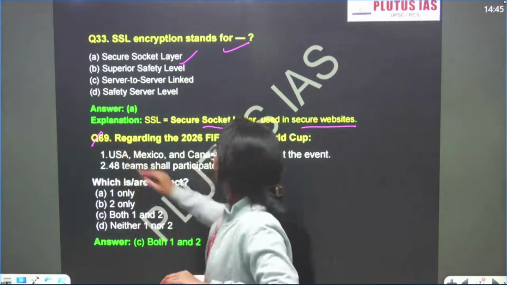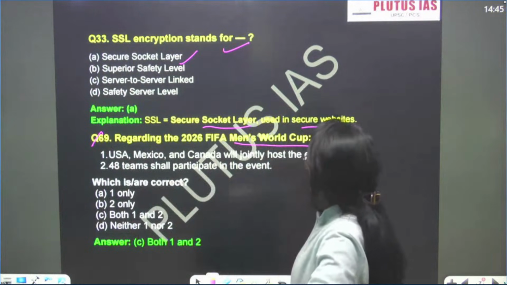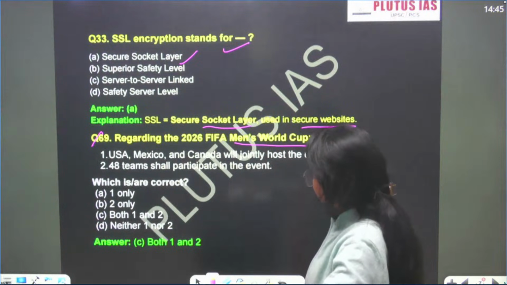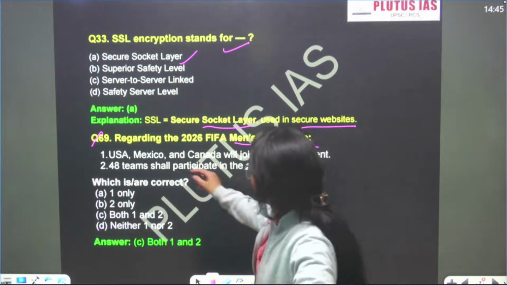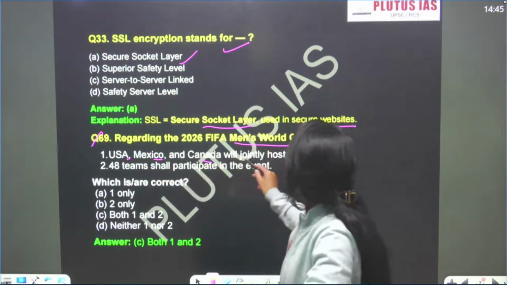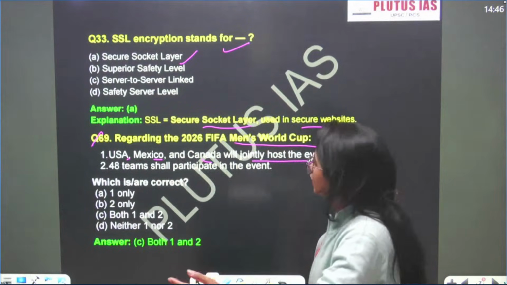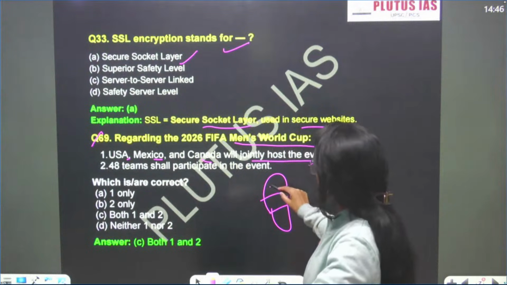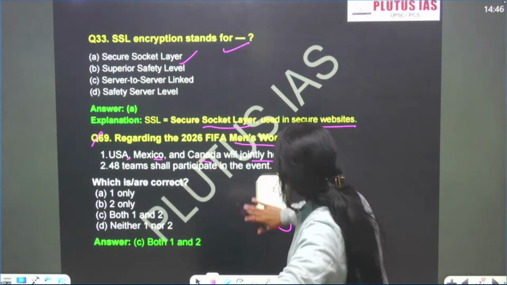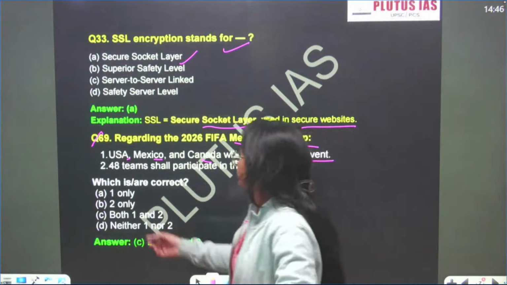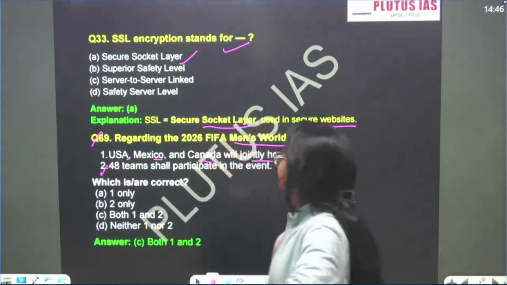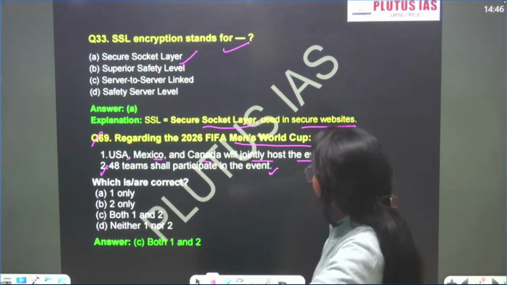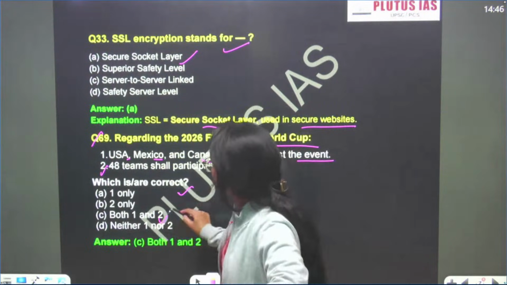Okay, regarding the 2026 FIFA World Cup. This is a core question of your current affairs. FIFA में क्या हुआ था? USA, Mexico and Canada will jointly host the event. Of course वहाँ पे हुआ था. USA कर रहा है, Canada कर रहा है, Mexico, North America की दोनों, USA, Canada and Mexico. ठीक है? So first statement of course it is correct. बहुत common news में था ये. 48 teams shall participate in the event. Both the statements are completely correct. क्या पूछा है? Correct पूछा है ना? Which of the following is correct? Yes, both 1 and 2 are correct.